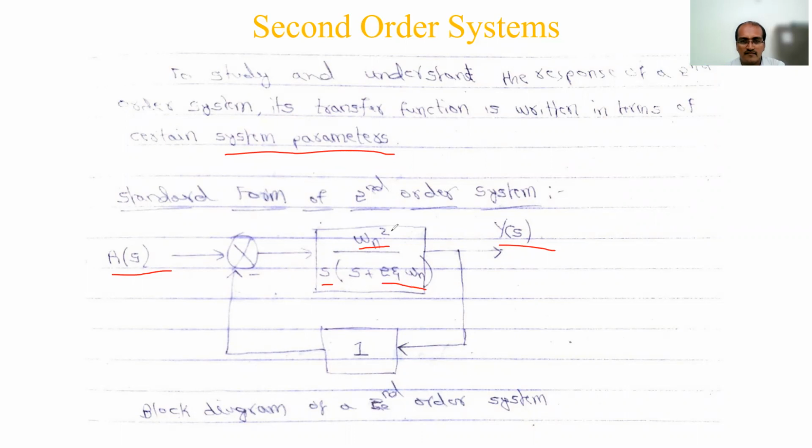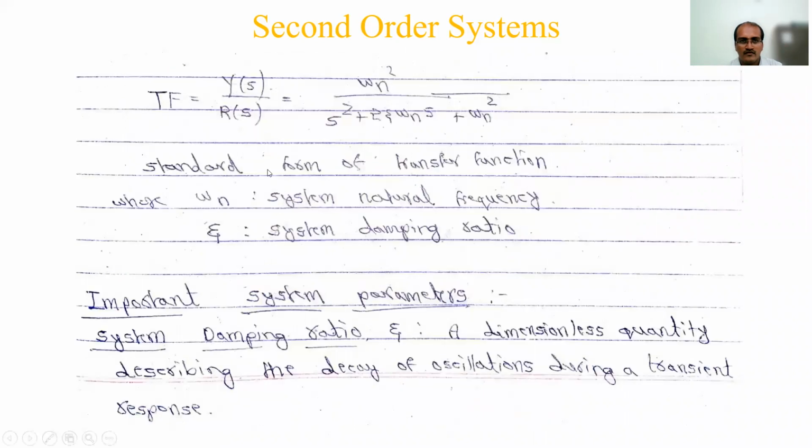Same as B divided by S square plus AS plus B, which I wrote earlier. Same thing I will get, with omega n square in the place of B, and in the place of A I have 2 zeta omega n. Okay, so that we'll see. So this is the block diagram. Now we'll define these two parameters, omega n and zeta. Very important. You need to remember also.